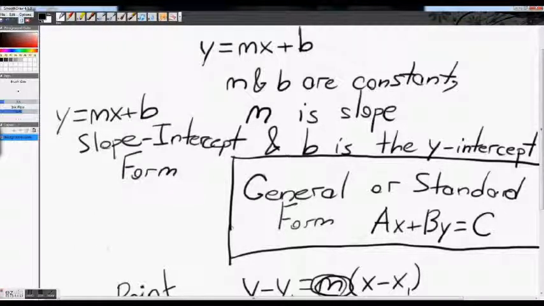Let's go ahead and erase the y equals mx plus b form. We've already looked at that.